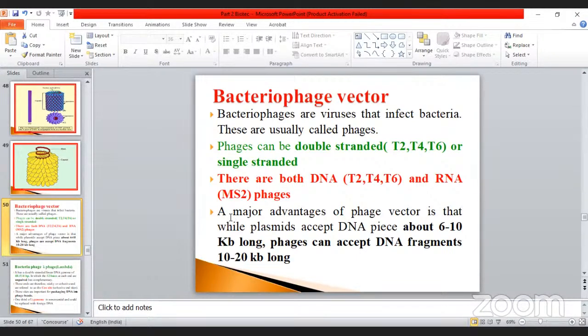The major advantage of the phage vector is that while plasmids accept DNA pieces about 6 to 10 kilobases long, phages can accept a DNA fragment 10 to 20 kb long. This is the maximum size of the acceptor. How many kilobases can be easily accommodated by the vector is very, very important, my dear. So this is very, very important.